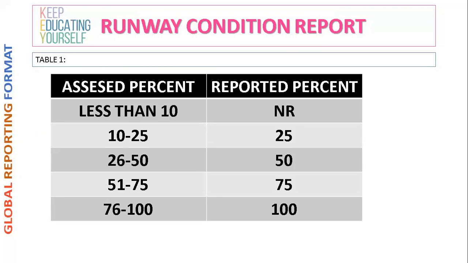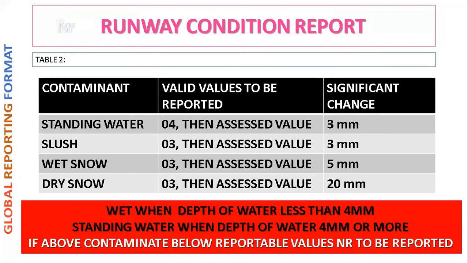So this is table number 1. Then we will go to table number 2. We report depth for only 4 contaminants. I again repeat: we are reporting depth of contaminants for only 4 contaminants. First is standing water, second is slush, third is wet snow, and fourth is dry snow. When standing water has to be reported, the minimum value to be reported for standing water is 0.4 mm.